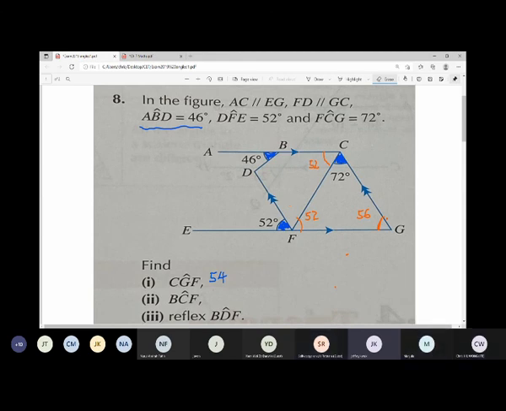Because EFC is 52. Because what EFE? England, France and China. England, France and China is 52, right? Where got 52? Actually it's DFE. Yes. So you are saying that DFE is 52. Therefore, BCF also 52, is it?